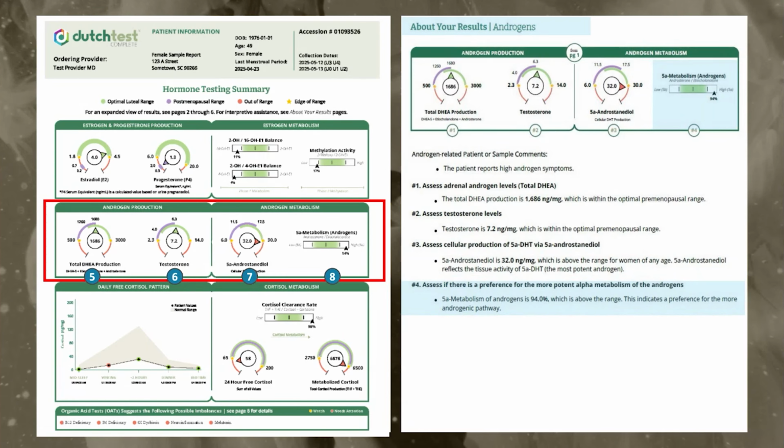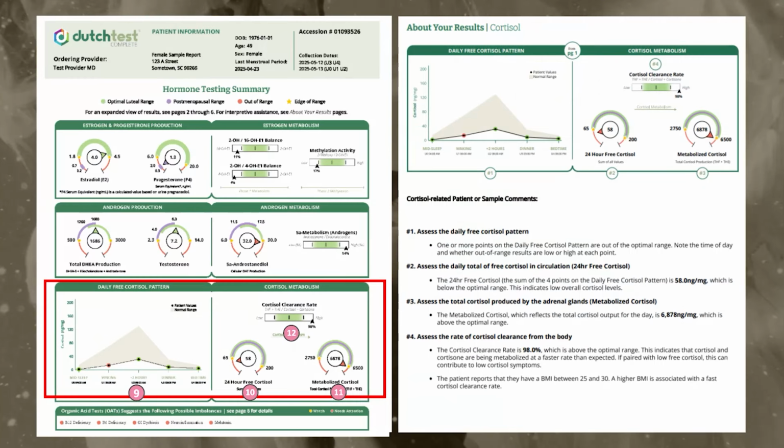The 5-alpha metabolism slider confirms that strong androgenic metabolism in the DHEA breakdown. And so reading left to right, we see normal production of androgens, but a highly androgenic metabolism. And again, that makes a difference when it comes to how you're going to treat this patient. Are we knocking down androgen production or are we influencing metabolism? I think it's the latter in this case.